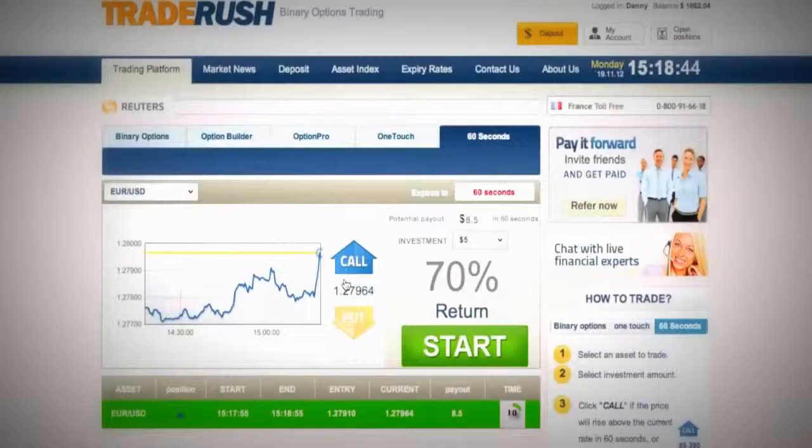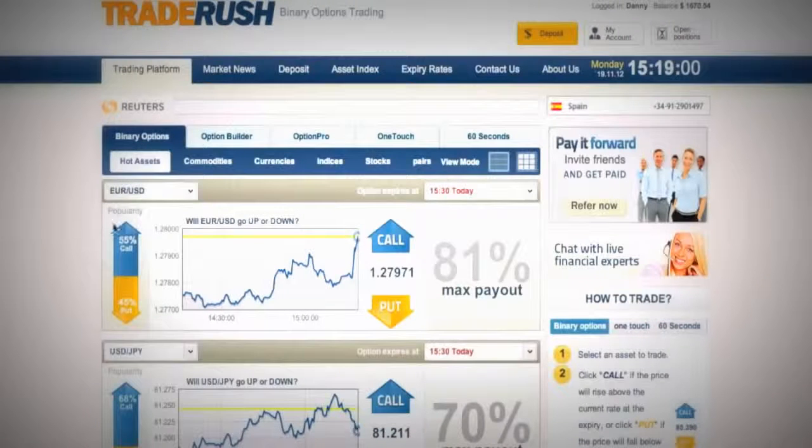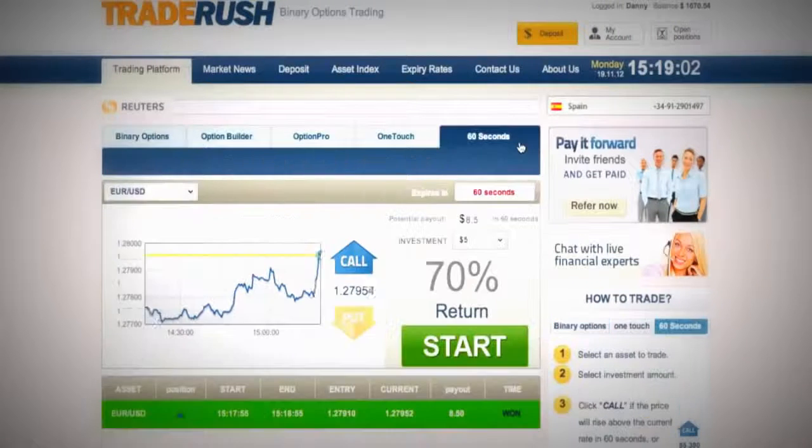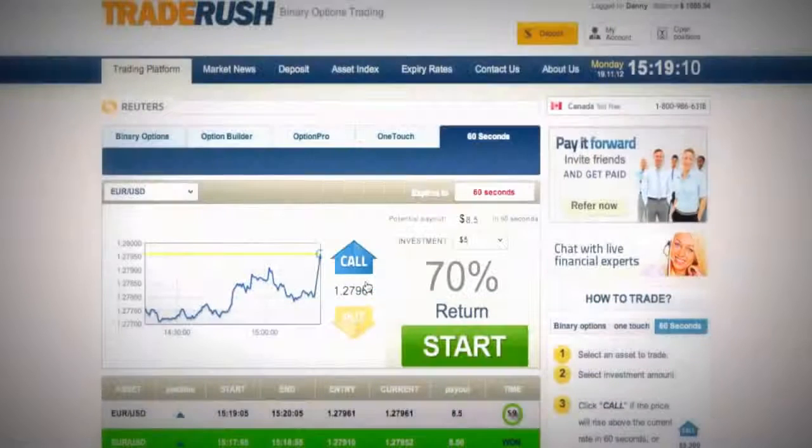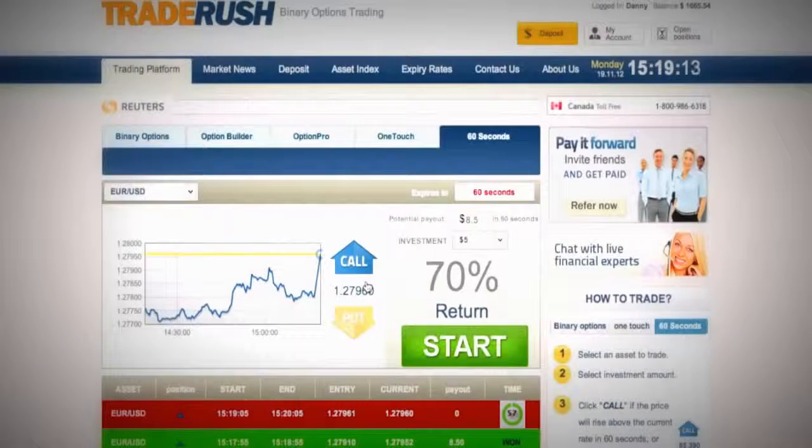Now, with a little over 7 seconds to go, it looks like I'm going to win this trade as well. And with a payout of $8.50 minus my investment of $5, it means that I've profited $3.50. So after this trade, I'm just going to repeat step 1 again and check the popularity is still saying call. So I go back to the 60 seconds tab and enter the $5 trade again, hit start, hit OK, and we're off again.